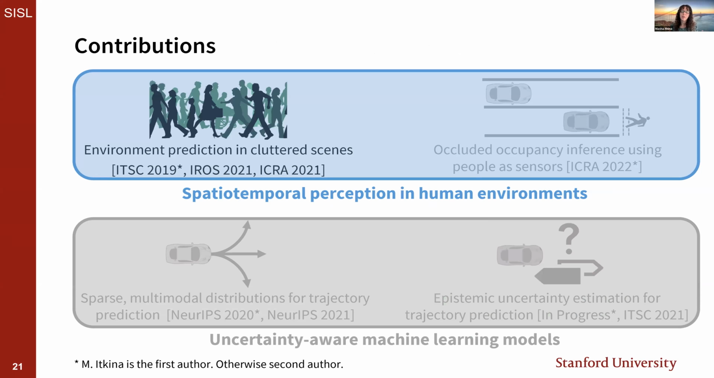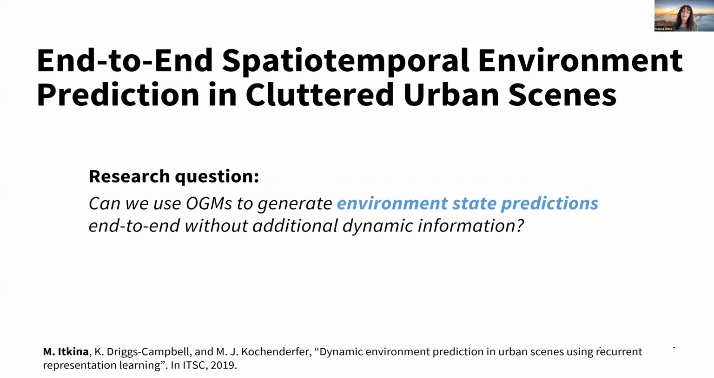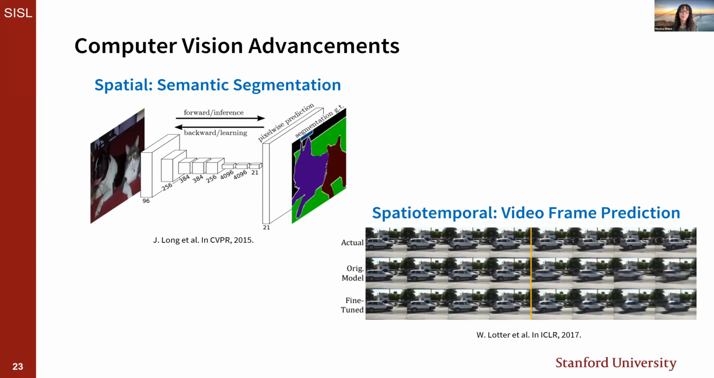Now that we have established our environment representation, let us begin the discussion with the problem of environment prediction. The research question we're looking to answer here is, can we use an occupancy grid representation in order to generate environment state predictions end-to-end without having to also estimate the dynamics of the scene explicitly? We draw on the many computer vision advancements over the past decade. These include semantic segmentation, which models spatial representations, and video frame prediction, which models spatiotemporal representations. Since we're interested in environment prediction in time, we will consider how we can apply existing spatiotemporal models to our problem.